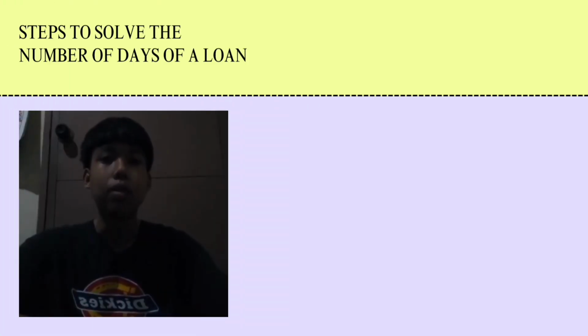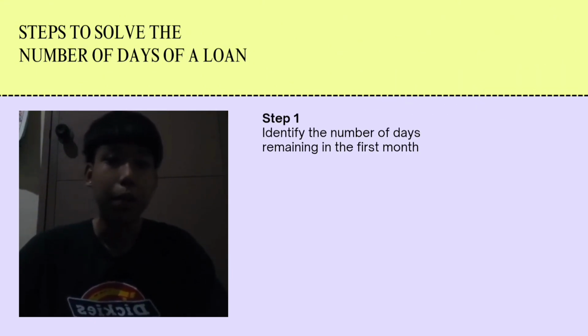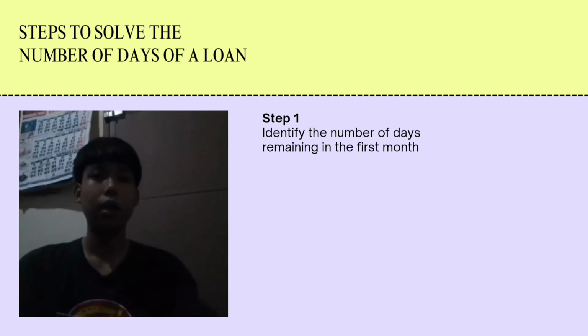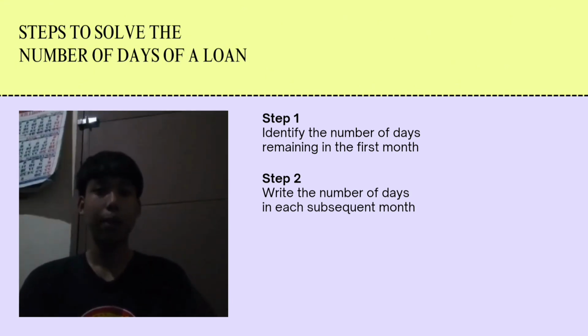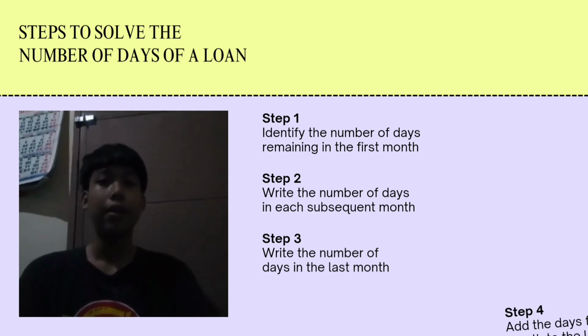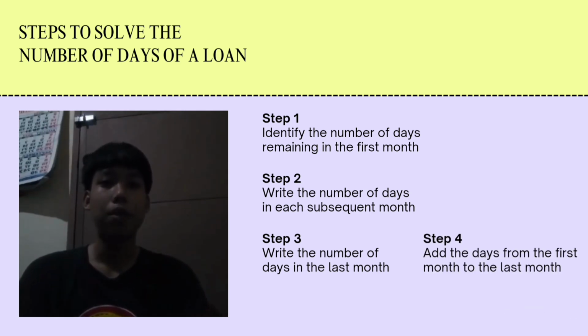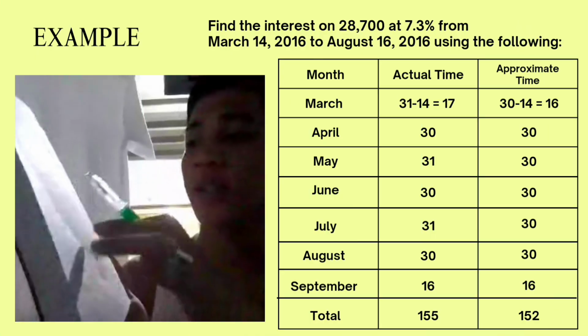For a loan, follow these steps. Step 1. Identify the number of days of the loan in the first month. Subtract the loan date from the total number of days in that month. Step 2. Write the number of days in each subsequent month. Step 3. Write the number of days in the last month. And last step, add the days from the first month to the last month. This example is from March 14 to August 16.